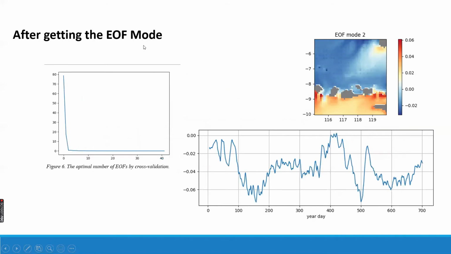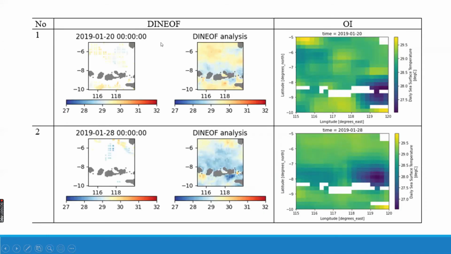After we get the EOF mode and the optimal number of cross validations, we can see here for the EOF number 2, the reconstruction will be like this over the temporal, still having some huge missing value, but more or less they still have good data. And after we compare with OI, the result is more reliable. It becomes more reliable to the real data, because if we see in the OI, the trend tends to be similar with the DINEOF value.